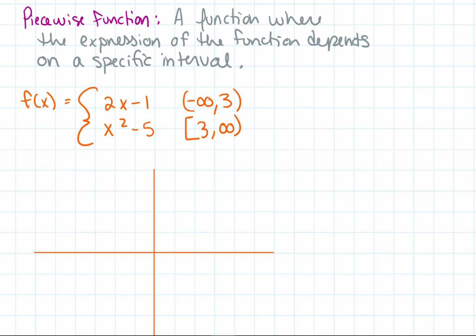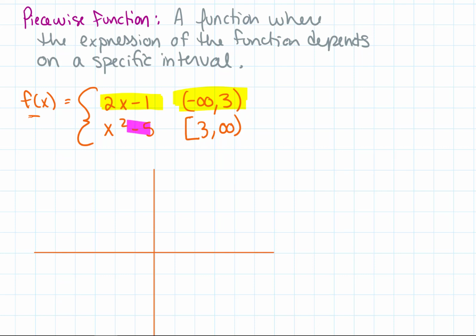Piecewise functions. A piecewise function has multiple expressions, and for each expression, it has its own specific interval or own specific domain. So the example below is a function identified as f of x. The top row says that part of that function is a line, 2x minus 1, and that function only exists from negative infinity to 3.